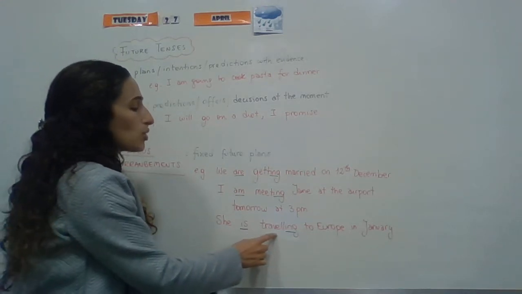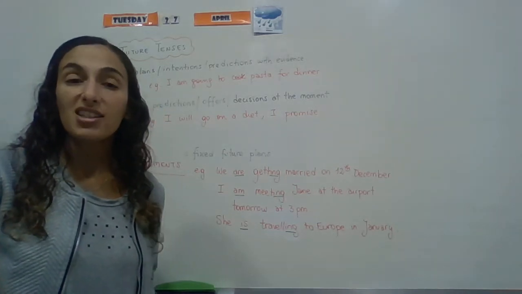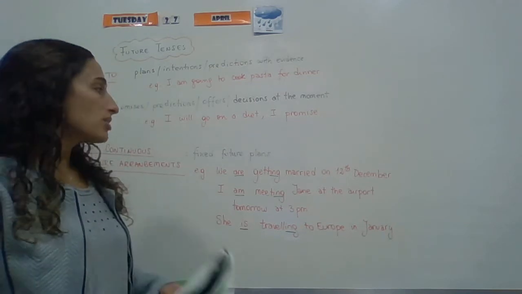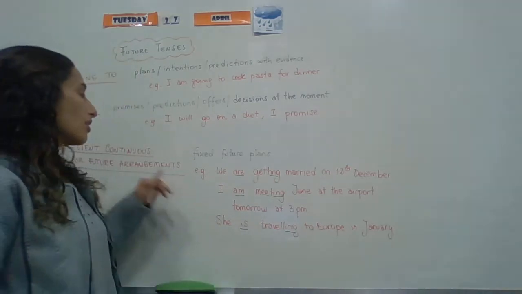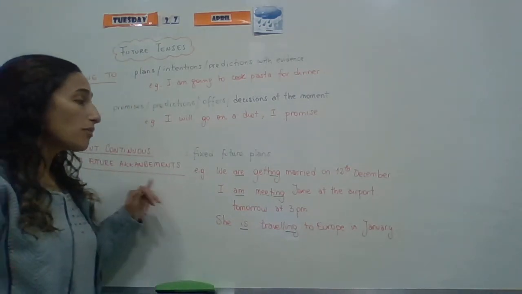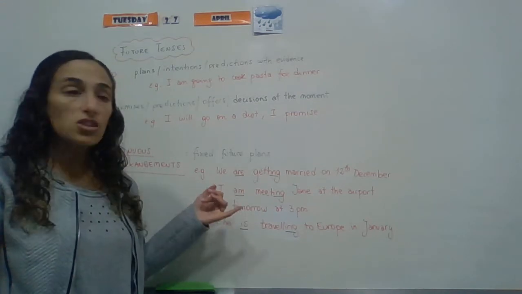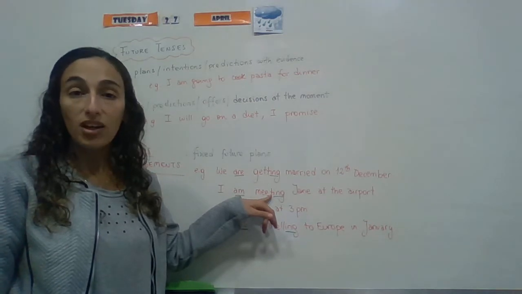And she is traveling to Europe in January. Probably she already has the plane tickets to travel, yes? So it is also a fixed future plan. Now, it is called present continuous for future arrangements because as you can see from the examples, this is the present continuous, the verb to be, is or are, and the verb with ing, yes?